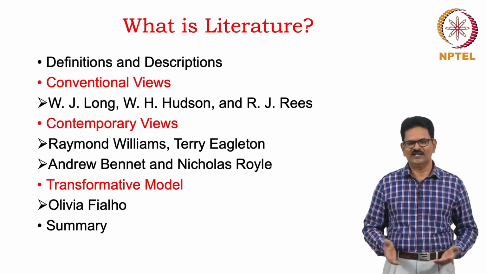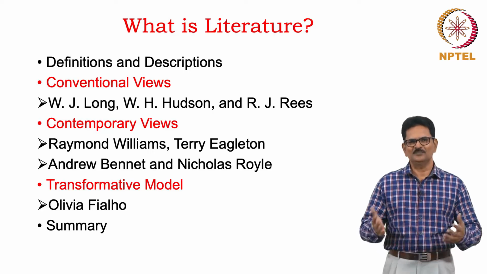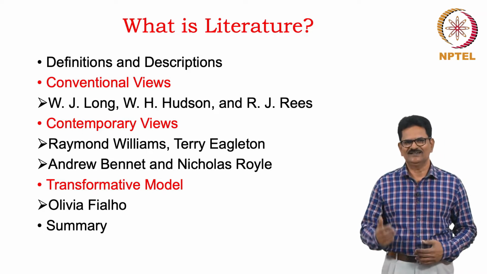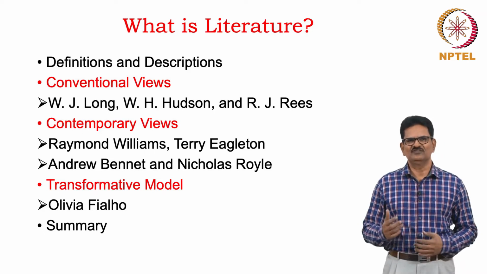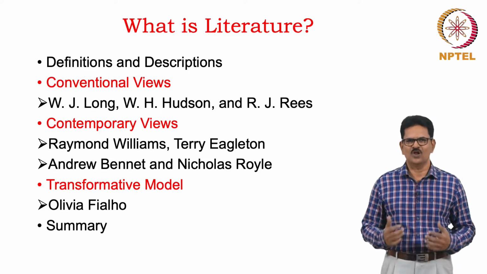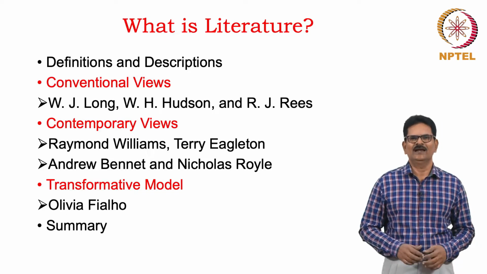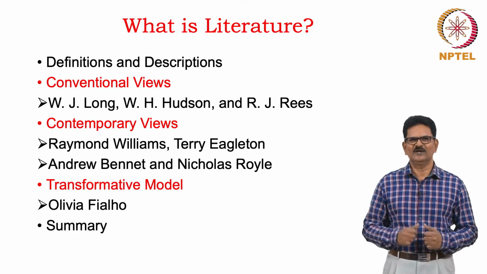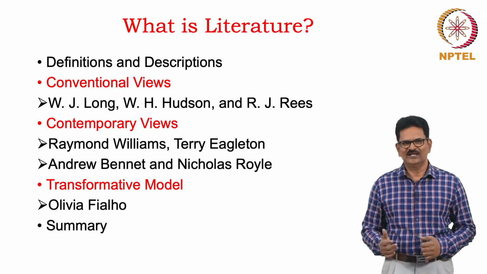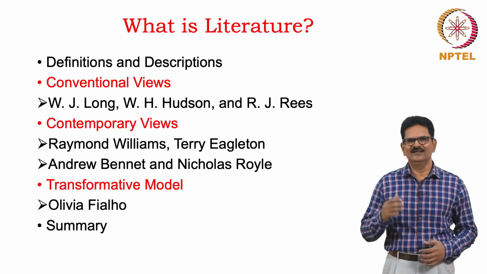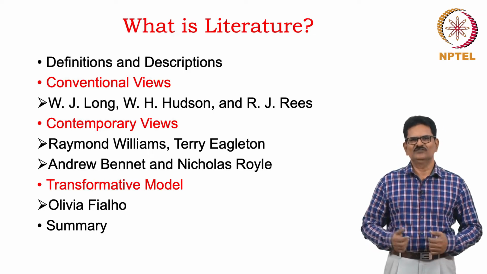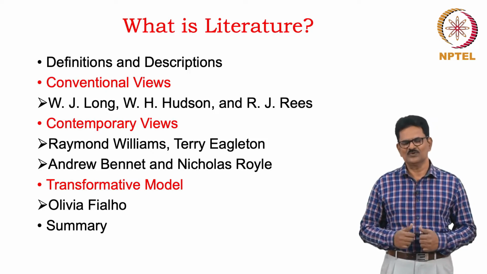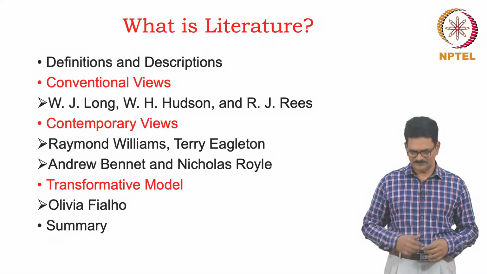Here we have an outline of the topics or subtopics that we would deal with in this lecture. Definitions and descriptions of literature, conventional views presented by W.J. Long, W.H. Hudson and R.J. Rees, and then certain contemporary views advanced by Raymond Williams, Terry Eagleton, Andrew Bennet and Nicholas Royle. Thereafter we will move on to the transformative model presented by Olivia Fialho and then finally summarize the lecture.